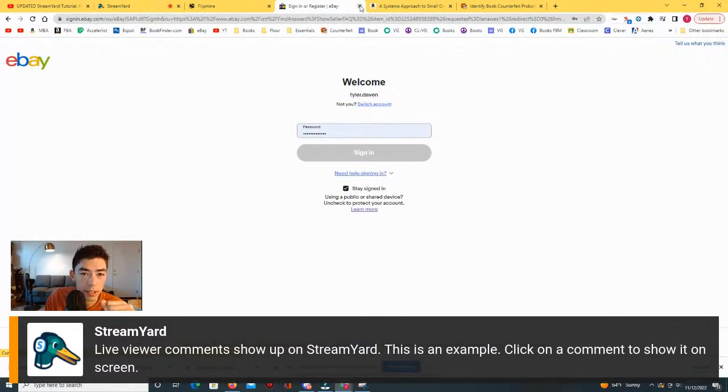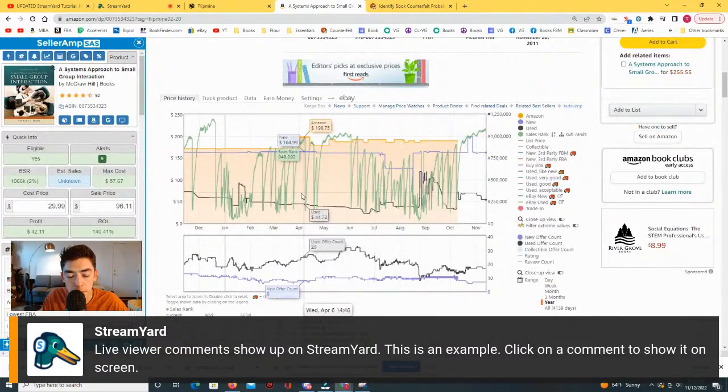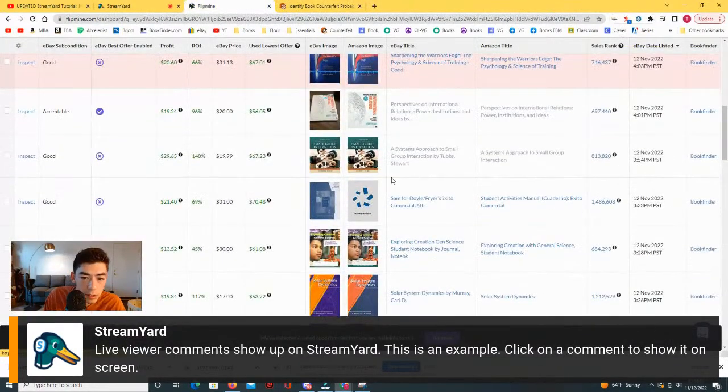And I don't want to log in with my account or anything like that. But yeah, you could send them an offer, and maybe they'll take it, maybe they won't. But that's probably the best book that I've seen so far that has potential. Let's just keep going.